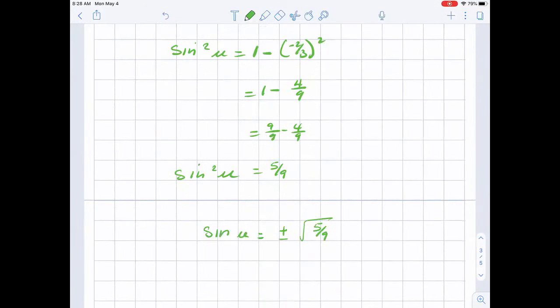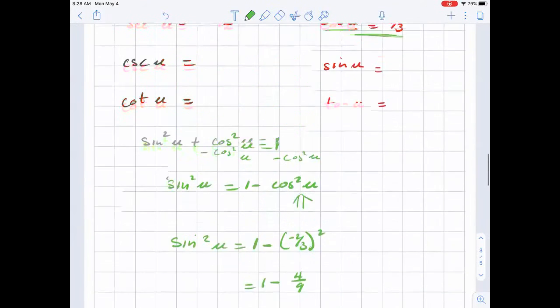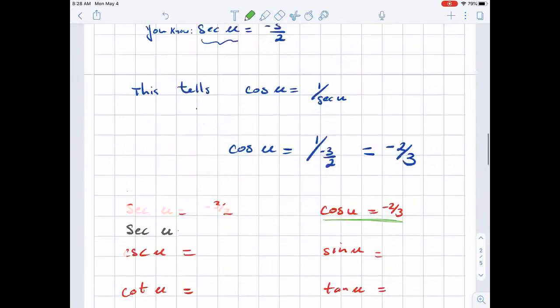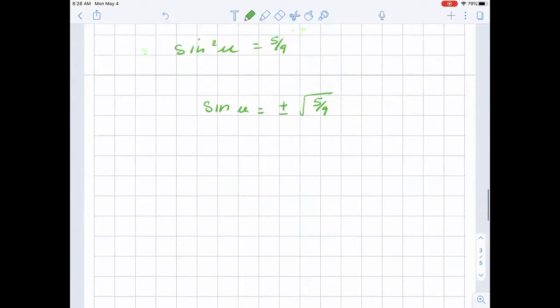Now we have to be careful, because conditions were given here also. Tangent is greater than 0, and secant, which comes from cosine, is negative. So what does that tell us? Remember, all students take calculus, right?